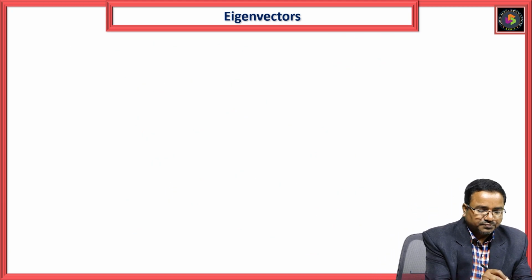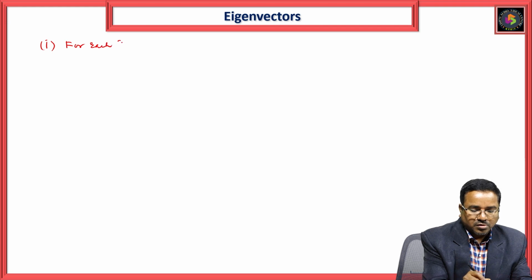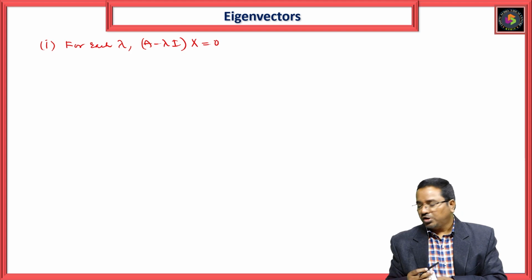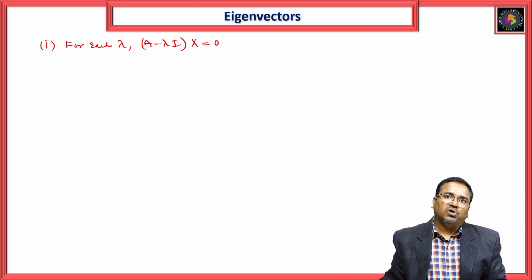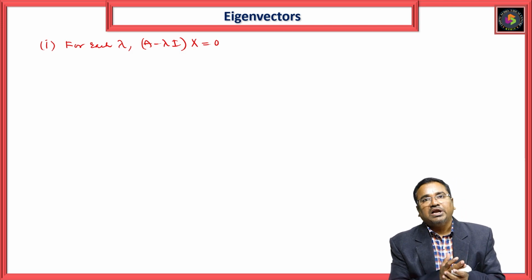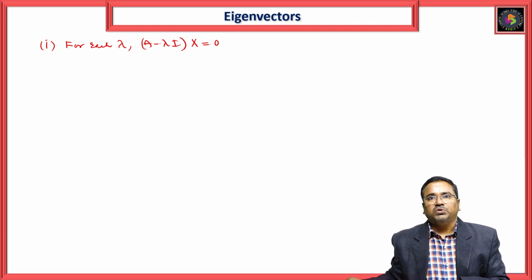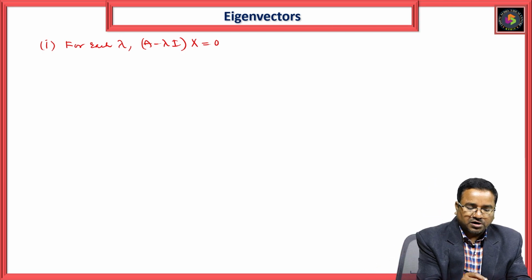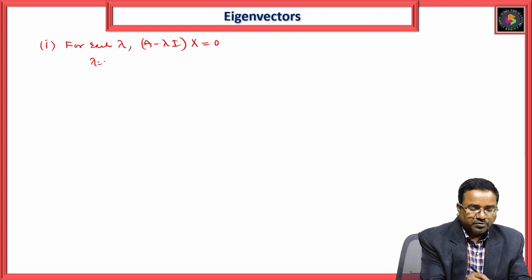So first, for each lambda, you have to consider (A minus lambda I) x is equal to 0. This is the formula we have. For each eigenvalue, you consider this system of equations and solve it, and we will get the eigenvector corresponding to that eigenvalue. So first we will take lambda equal to 1.